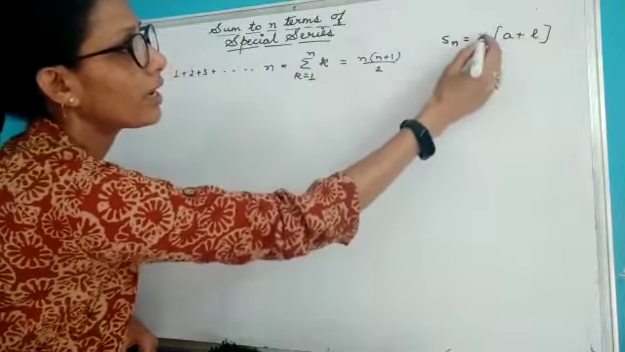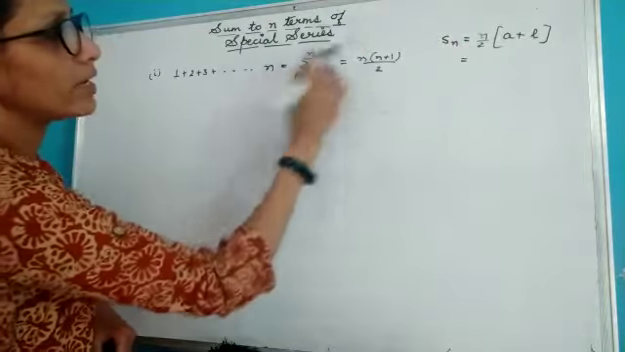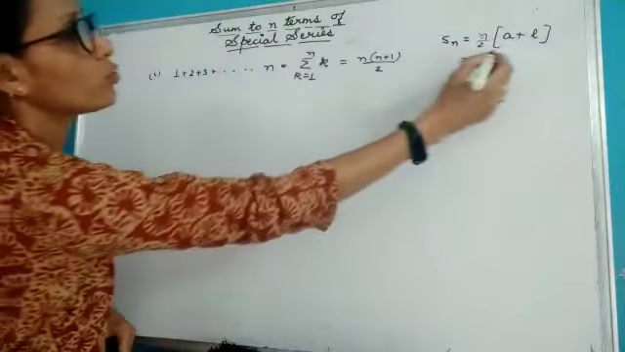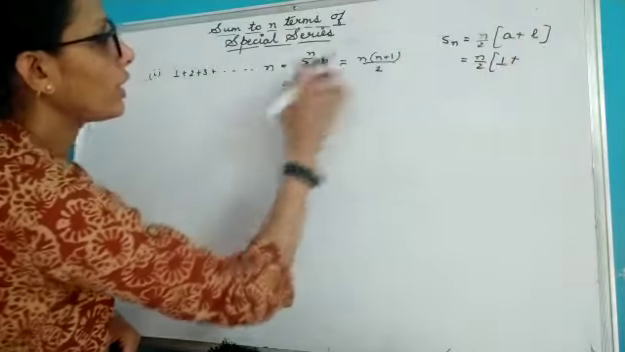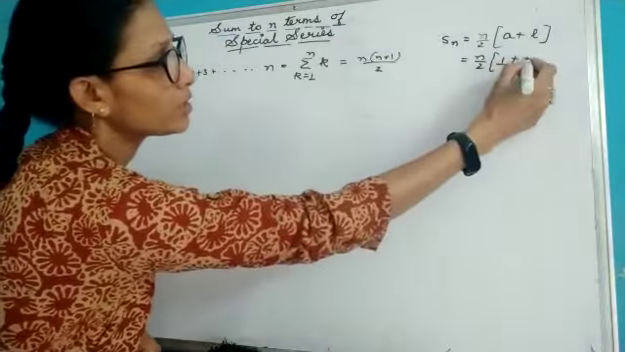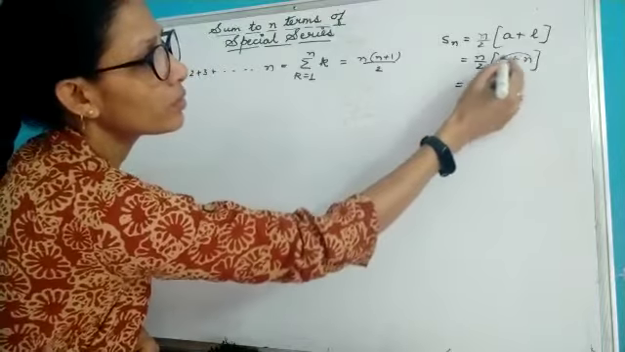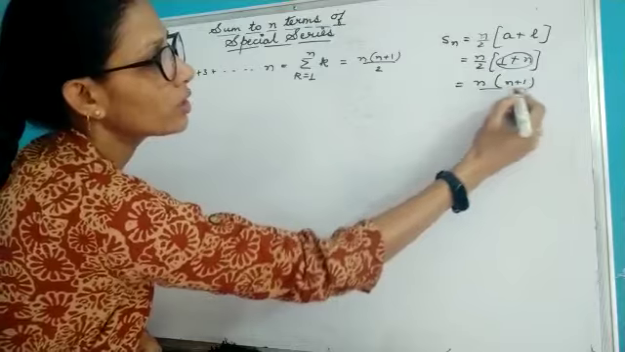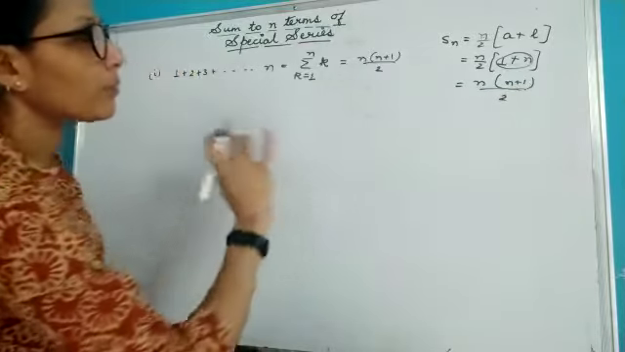What is your n over here? You are taking n terms, so this is just n by 2. What is your a here? It is 1, plus what is your l here? That means the last term, it is n. So this gives me n plus 1, so this is n into n plus 1 by 2. This is how we got this formula.